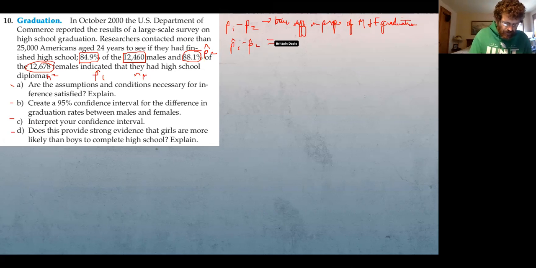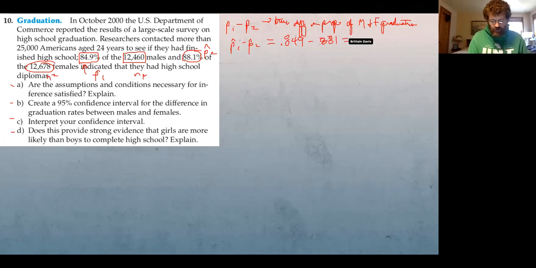p hat sub 1 is going to be 0.849. I'm getting that straight from the problem right here. And then p hat sub 2 is going to be 0.881. Again, you can read that in the problem. So I want to figure out what that is. 0.849 minus 0.881 is negative 0.032. So there's my statistic, that's my point estimate. We're not saying that's the true difference. We're saying that is our estimate from this sample.